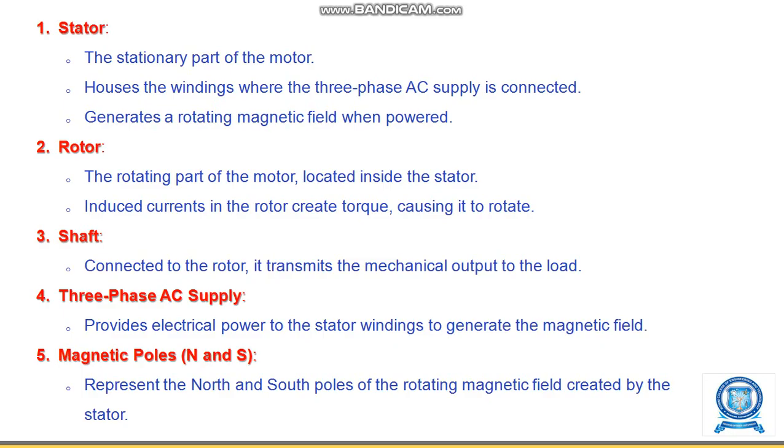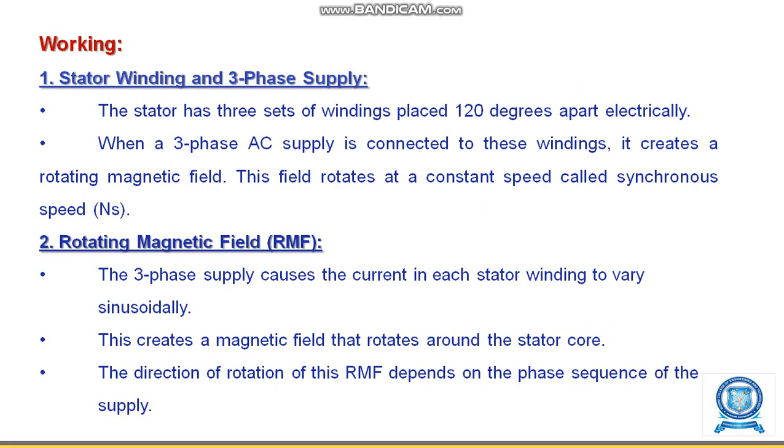Stator, the stationary part of the motor, houses the windings where the three-phase AC supply is connected. It generates the rotating magnetic field when powered. Next one is the rotor, the rotating part of the motor located inside the stator. The induced current in the rotor creates the torque, causing it to rotate. Shaft, connected to the rotor, transmits the mechanical output to the load. Three-phase AC supply provides the electrical power to the stator winding to generate the magnetic field. Next one is the magnetic poles, which represent the north and south poles of the rotating magnetic field created by the stator.